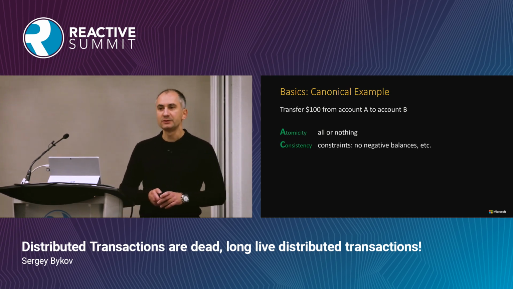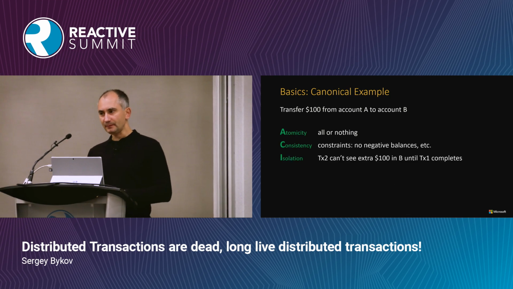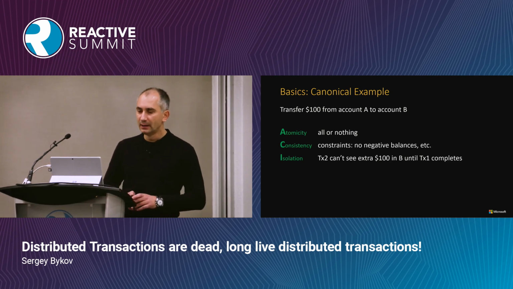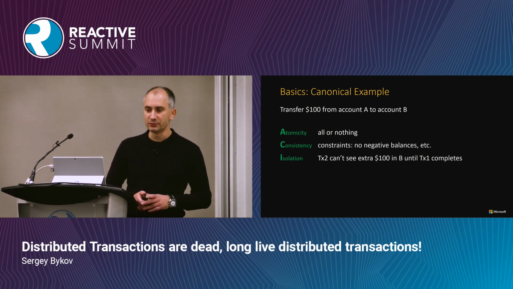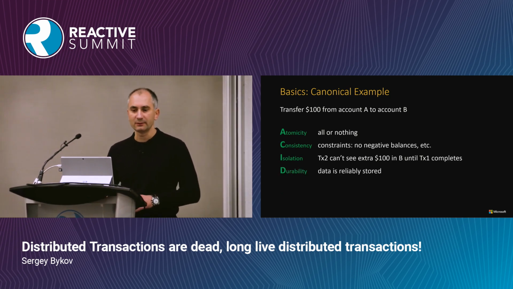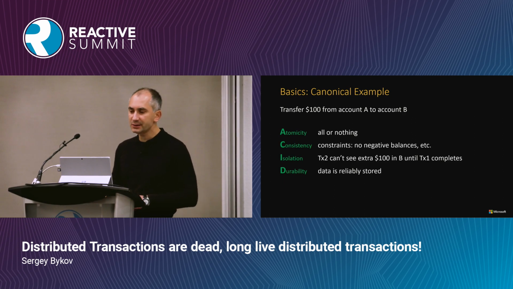We don't want to see intermediate results. We want isolation, so that if the money wasn't actually transferred but already spent for another transaction, that's not allowed. And we want everything to be reliable, durable. So these are ACID guarantees, the standard definition of ACID transactions.